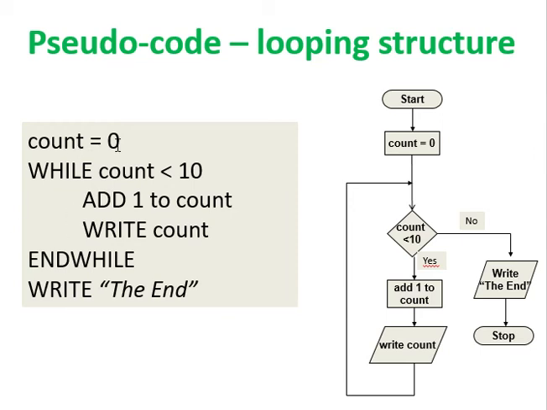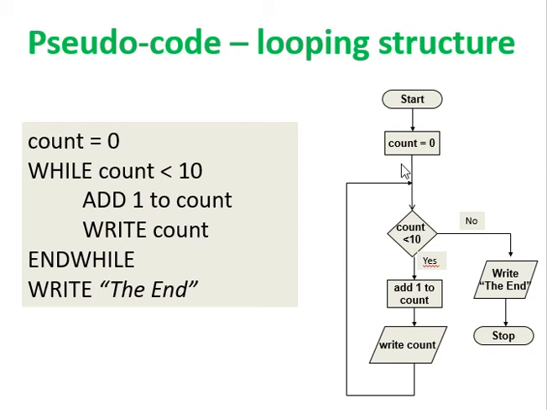So here you see count equal to 0, while loop. Previously we saw if else, and here a while statement. Count less than 10, add 1 to the count, write count, then end while. With the flowchart, we more easily see the count initialization with count equal to 0. If count is less than 10, yes, add 1 to the count, write count, and then the loop moves again.